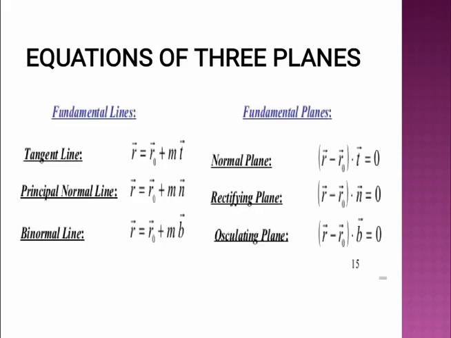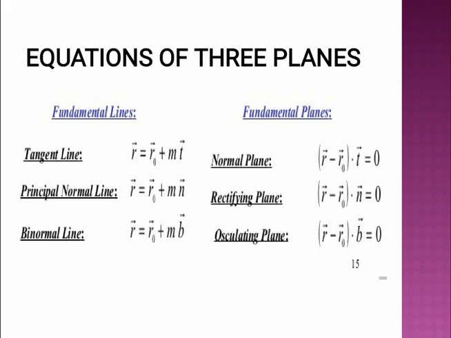Next one is equations of the three lines. Now, the tangent, normal and binormal lines in vector equation. First one is the tangent line: R vector is equal to R naught vector plus m times T vector. The next one is the principal normal line: R vector is equal to R naught vector plus m times N vector. The next one is the binormal line: R vector is equal to R naught vector plus m times B vector. Here T vector denotes the tangent line, N vector denotes the normal line, B vector denotes the binormal line.